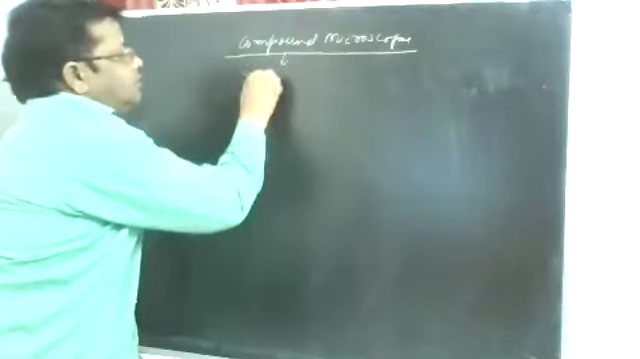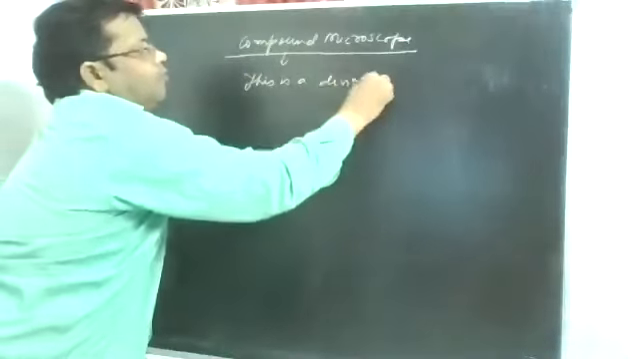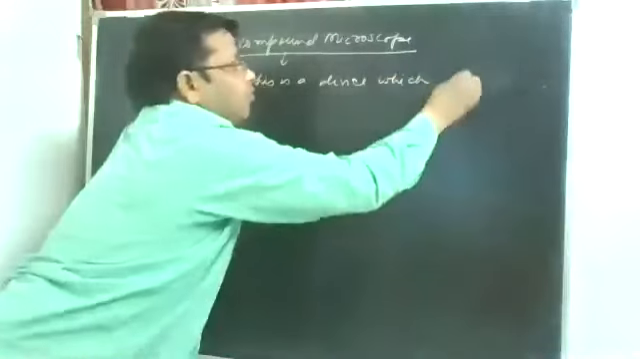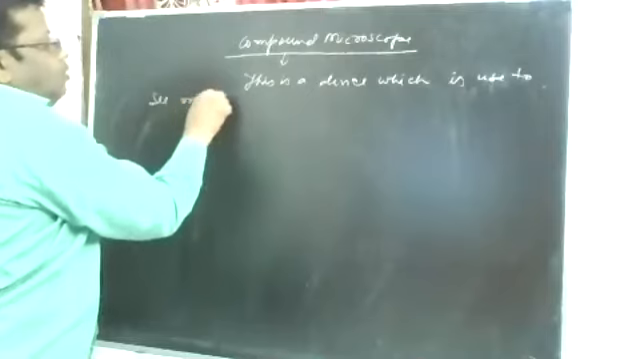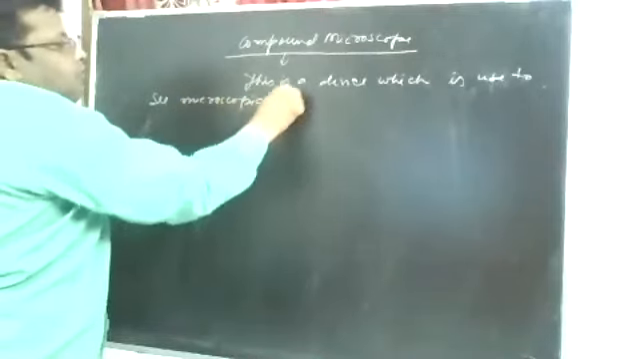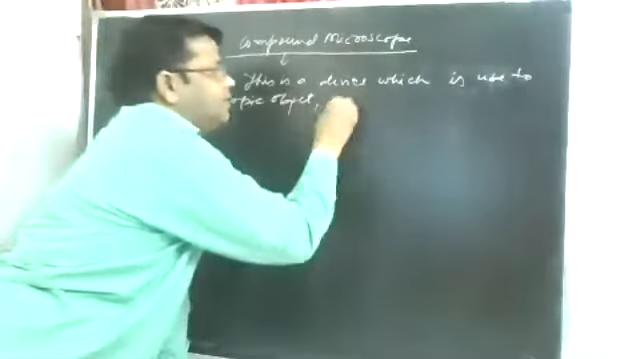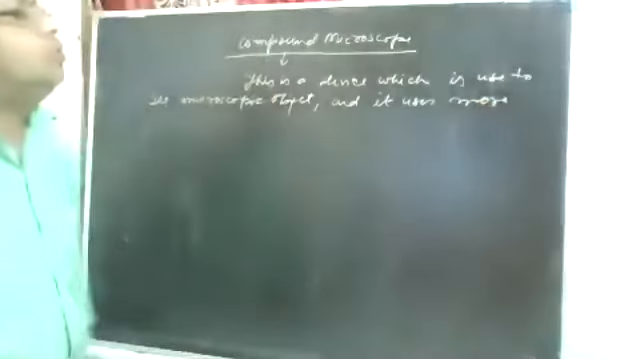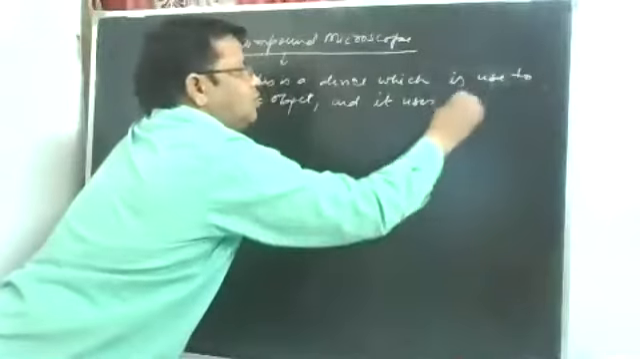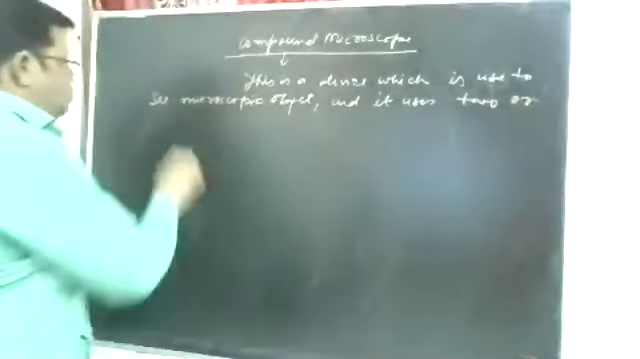This is a device which is used to see a very small, microscopic object, and it uses more than 2 lenses. More than 2 lenses.